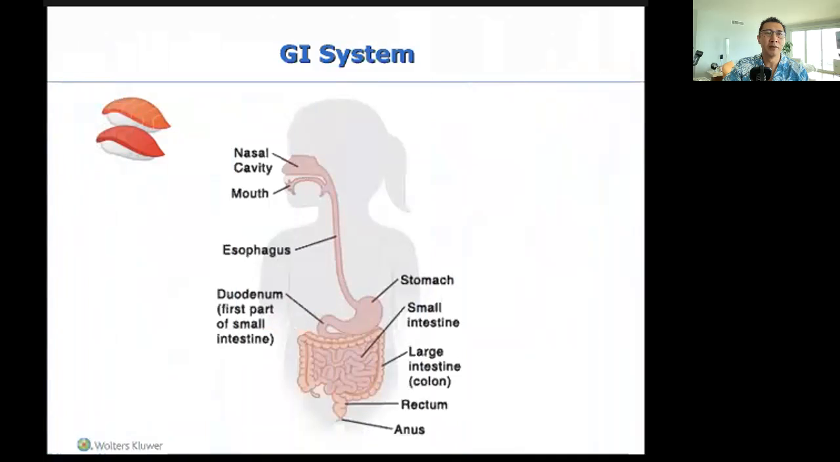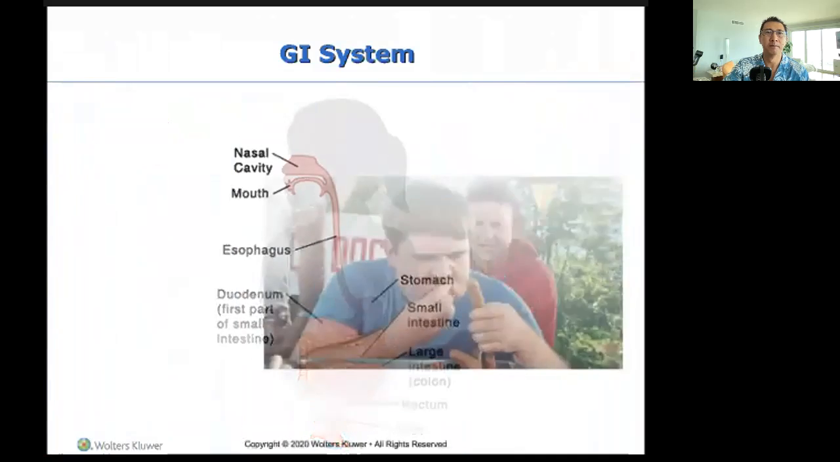Here's a review of the GI system. We're not doing that. If you want to review the GI system, go back to your anatomy book. I want to talk about some drugs. We eat the food, it goes down to the belly, it gets digested, you take the nutrients out of it, it goes down to the anus, you're sitting on the pot, it comes out. It's a cycle of life.